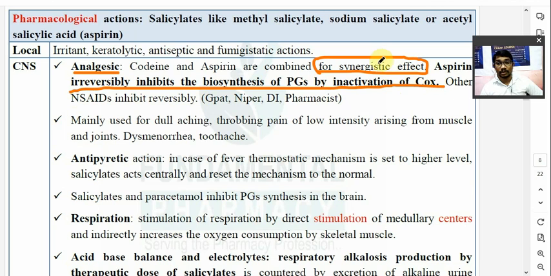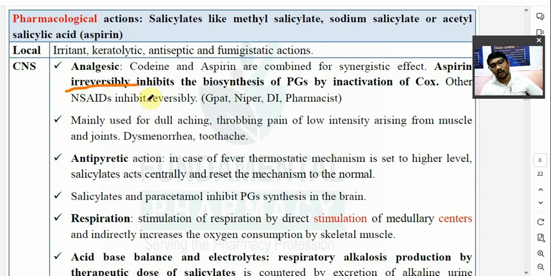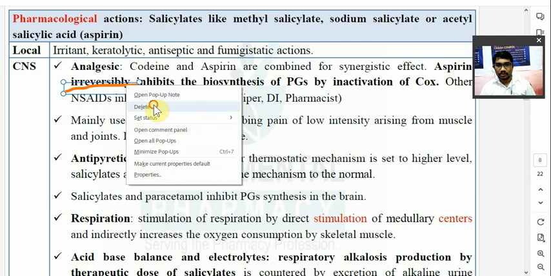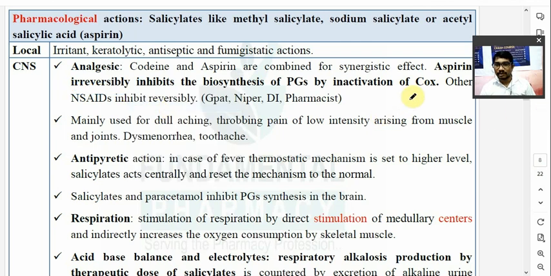A question has come on this. Which drug is an irreversible inhibitor? Only aspirin and phenylbutazone. They are the irreversible inhibitors. Rest of all are reversible inhibitors. Aspirin is the dangerous one, the only one that irreversibly inhibits. A question has come on this. Irreversible inhibitor of COX. Okay, and other NSAIDs are reversible inhibitors.